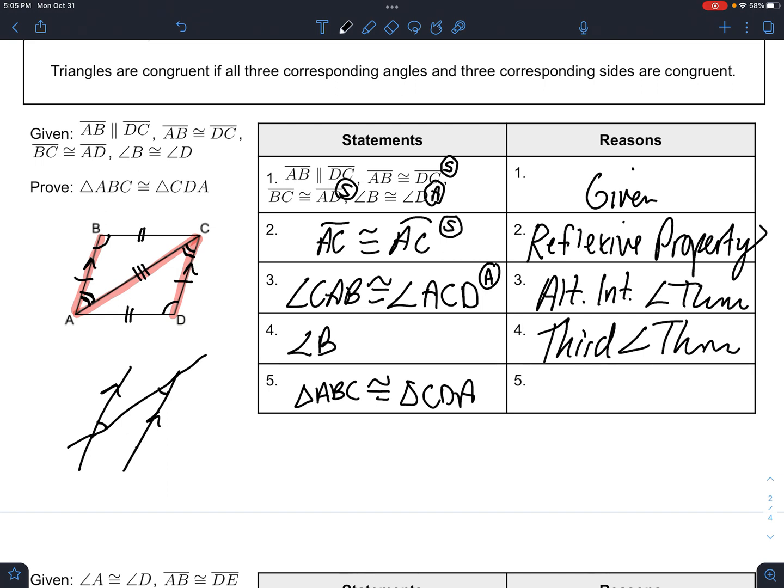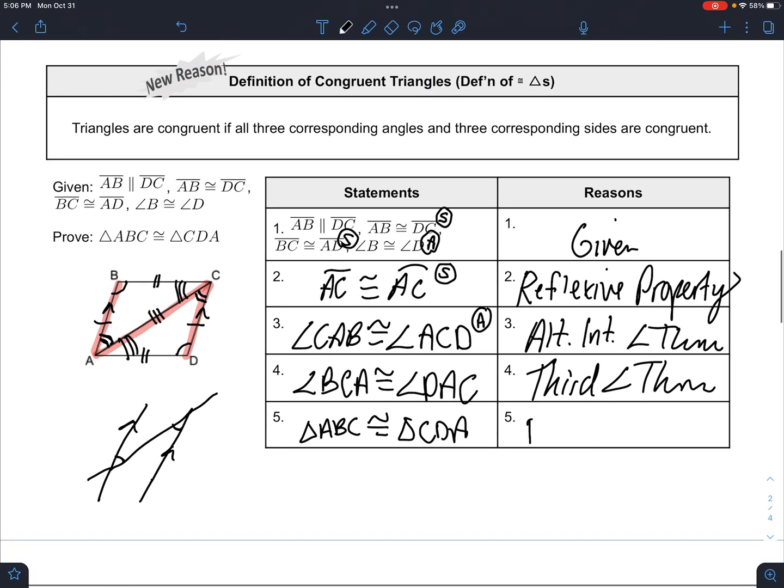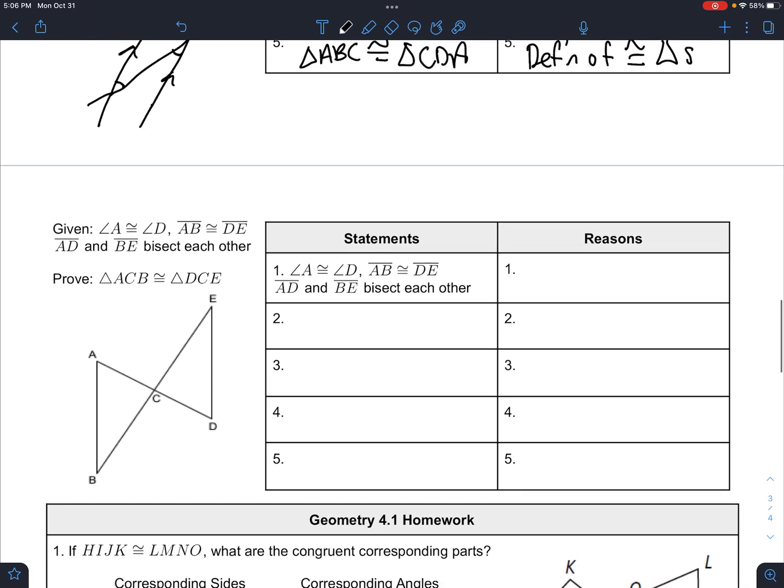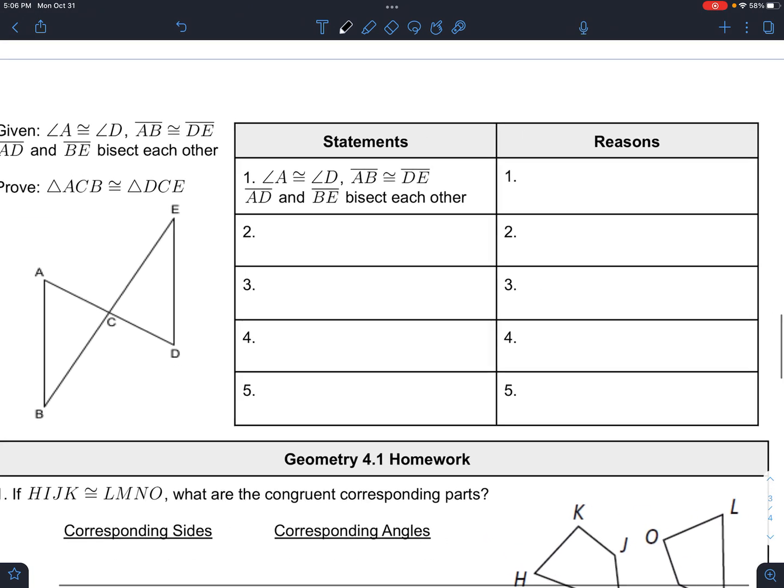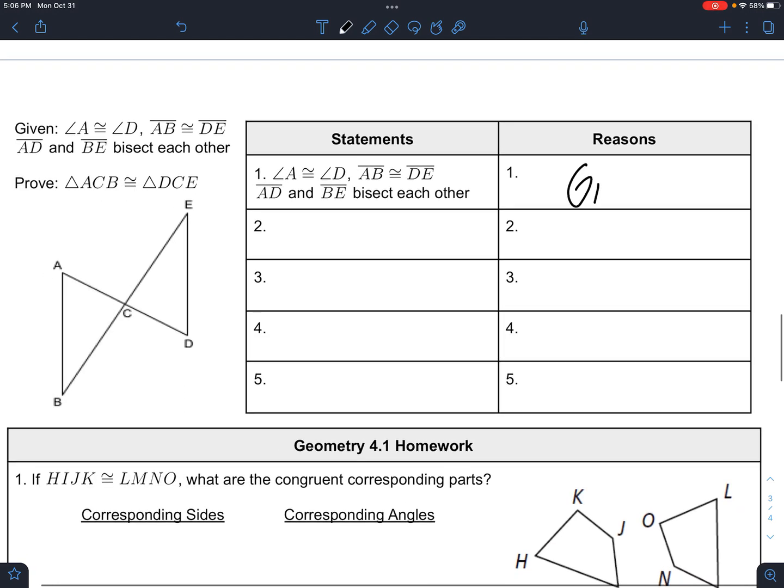So let's see, that would be angle BCA. And how about DAC? Basically these ones here. Those are guaranteed by the third angle theorem that they match. And then this here is going to be the definition of congruent triangles. Okay, we got one more left.